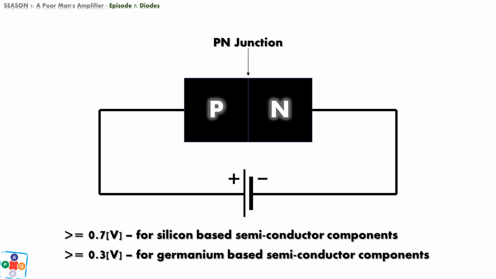Now, let's dig deeper into what happens when we put a diode in a circuit, and let's observe what happens when we provide certain conditions, required for the diode to function.